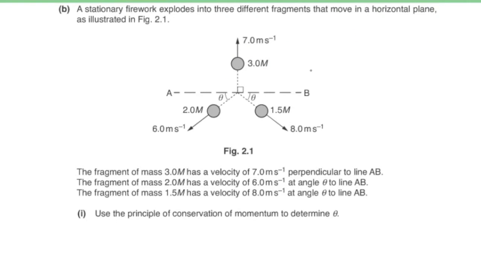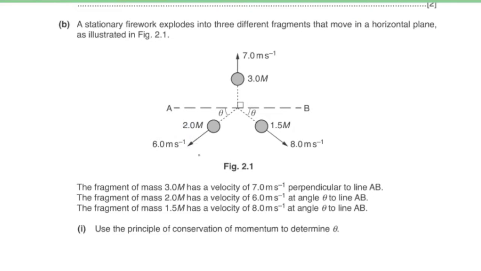Part B, a stationary firework explodes into 3 different fragments that move in a horizontal plane as illustrated in figure 2.1. The fragment of mass 3m has a velocity of 7 meters per second perpendicular to line AB. The fragment of mass 2m has a velocity of 6 meters per second at angle theta to line AB. The fragment of mass 1.5m has a velocity of 8 meters per second at angle theta to line AB. Part 1, use the principle of conservation of momentum to determine theta.